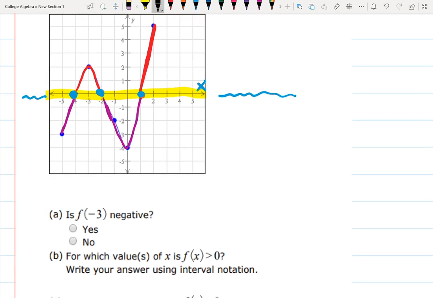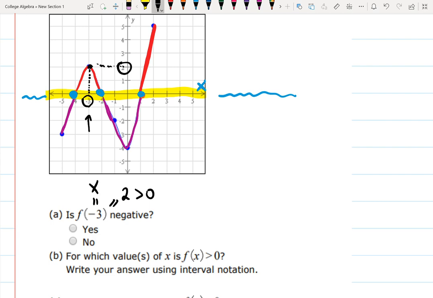Is f of negative 3 negative or positive? For f of negative 3, find negative 3 on the x-axis. That's my x. Negative 3 is over here. Now we need to see the height of the graph of the function at this input. If it's above the x-axis, f of negative 3 is positive. Below, negative. If it touches or intersects the x-axis, then 0. Well, the height here is 2. 2 is positive. So literally you can say f of negative 3 is actually 2, and 2 is positive.